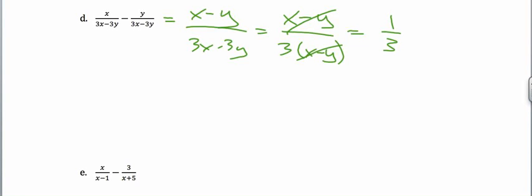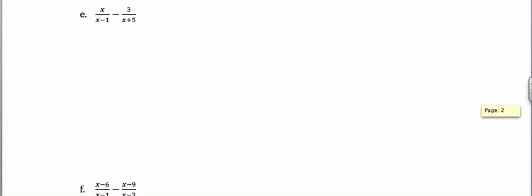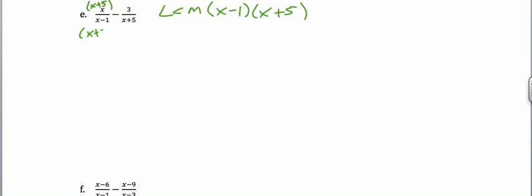Okay, E, let's take a look at that one. Here, our least common multiple of our denominator is x minus 1 times x plus 5. There's no creative way to put those together because remember, when it's addition and subtraction in the middle, we've got to put it in parentheses and treat that like one thing. So we're going to multiply the first one by x plus 5 in our numerator and denominator, and the second one by x minus 1.